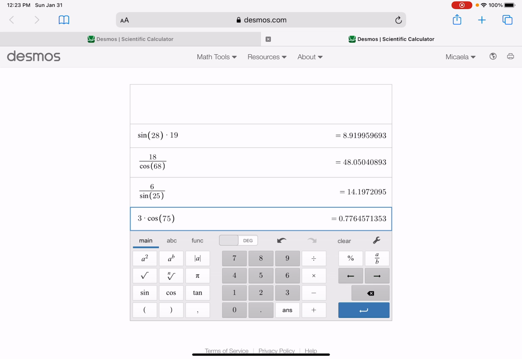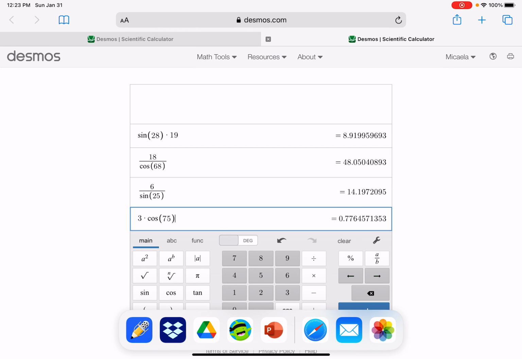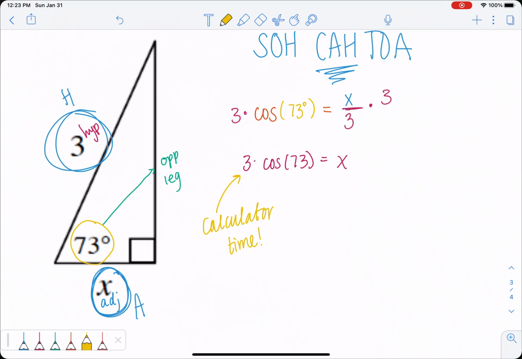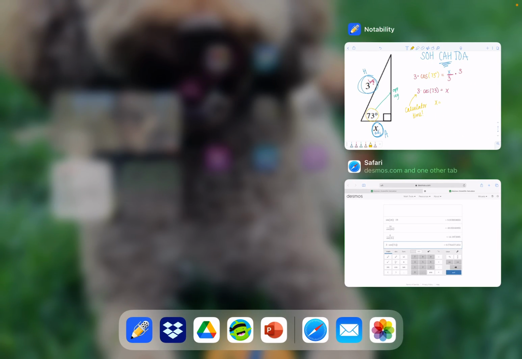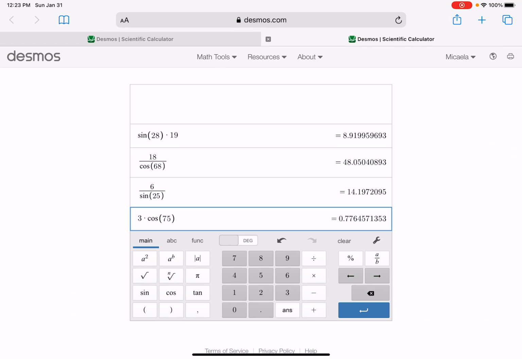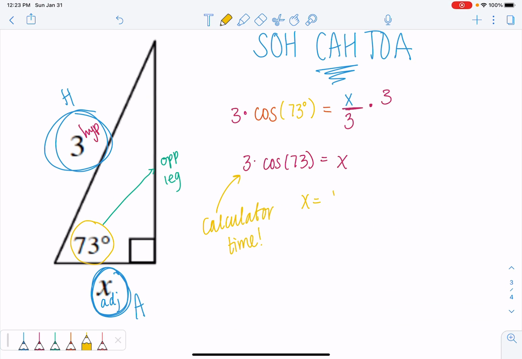0.776 or 0.78 if we're going to round. We can just say 0.776. Oh, did I type this in correctly? Nope, I didn't. It was 3 times cosine of 73. Oops. I'm sorry, students. 0.877. Okay, 0.877. All right, glad we checked our work.